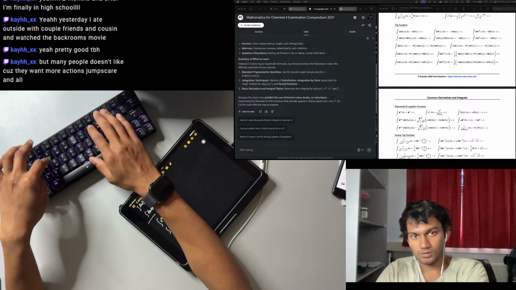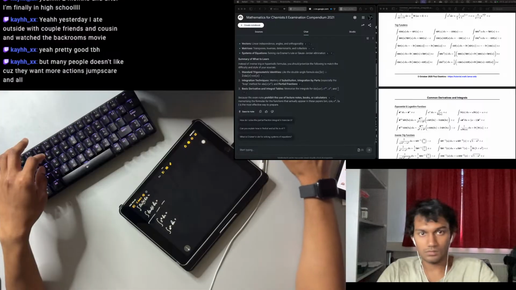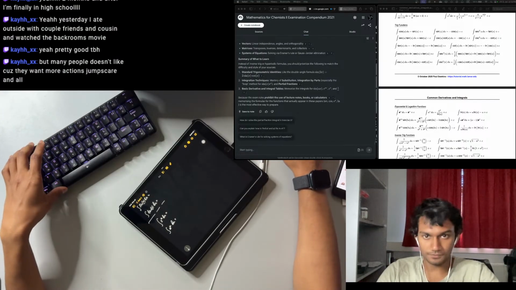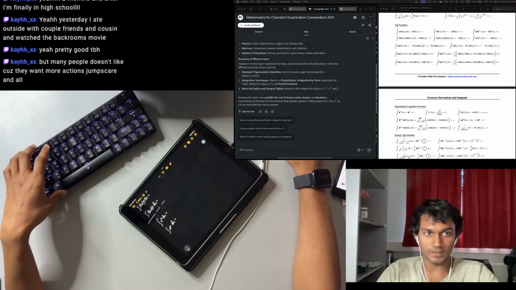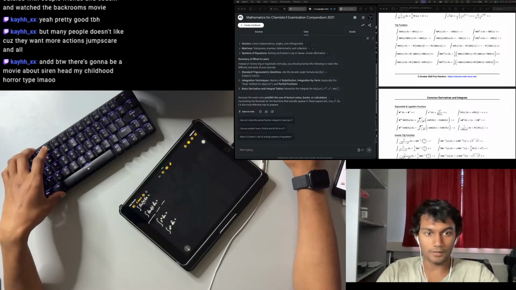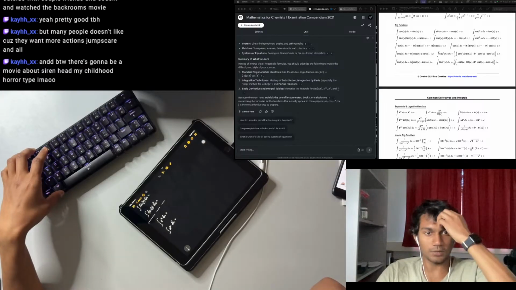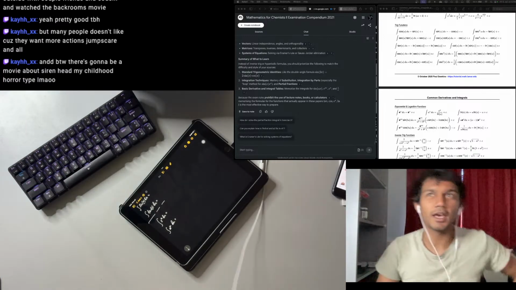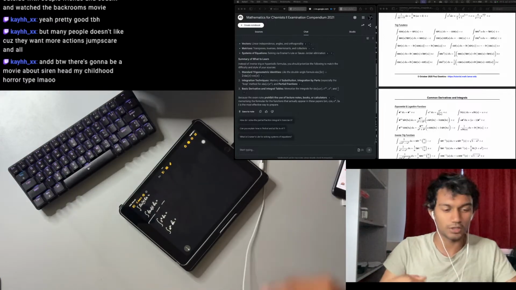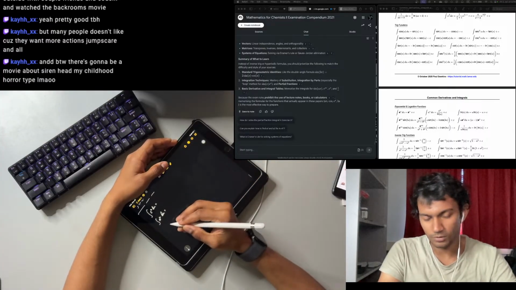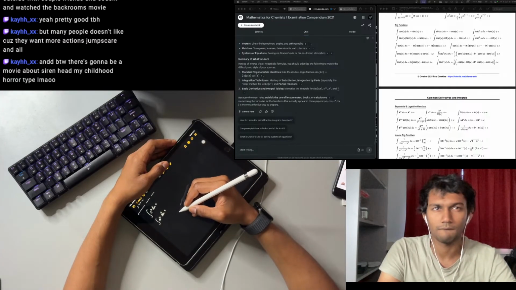Steven Spielberg. Disclosure Day, yep. I was kind of excited for the movie because the trailer was really good, but the reviews are saying it's not very good. Many people didn't like it because they want more action and jump scares. If you look into the game, it's not about jump scares. Backrooms is more about the ambience, I guess.